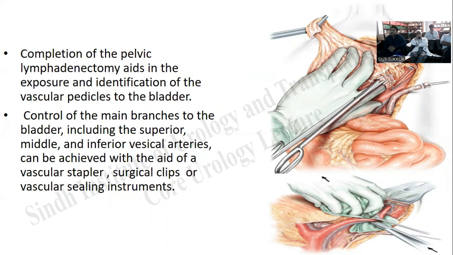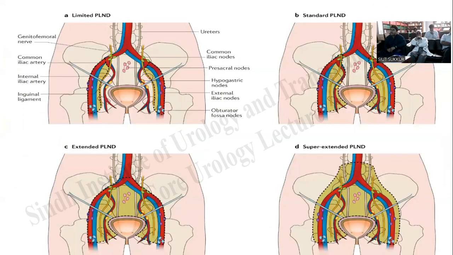Can you go back to the previous slide, please? So here you have shown four schematic diagrams of four types of lymph node dissection: limited, standard, extended, and super extended. So the question is very simple: is it the surgeon's choice, or is there any certain indication in scenarios where you have to go for the super extended lymphadenectomy, and in some scenarios you can just stick to the limited pelvic node dissection?